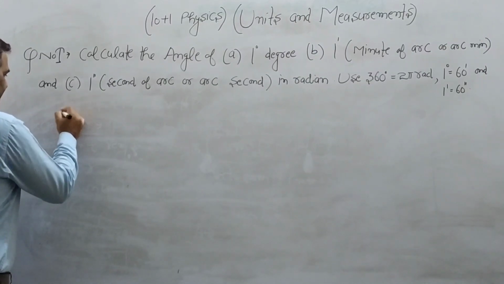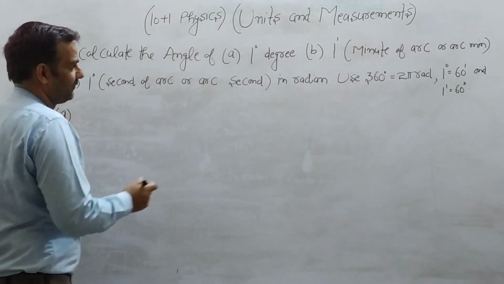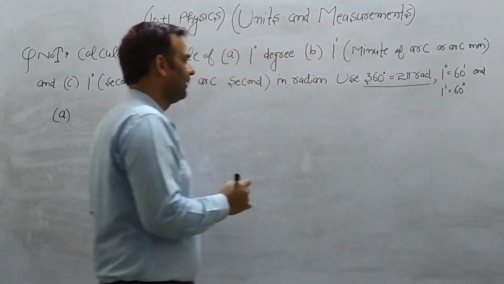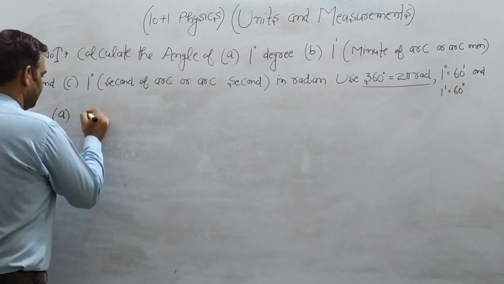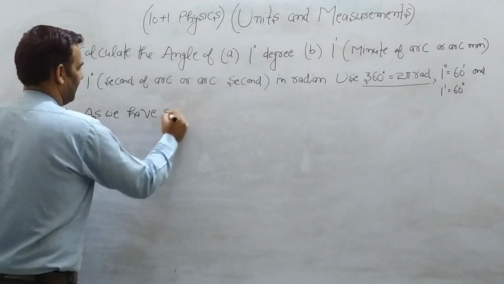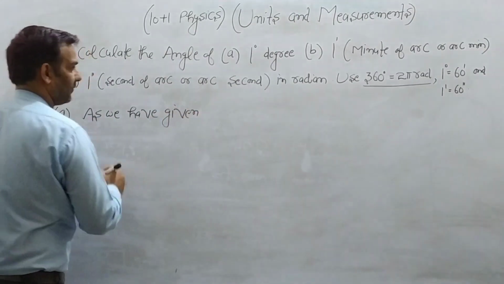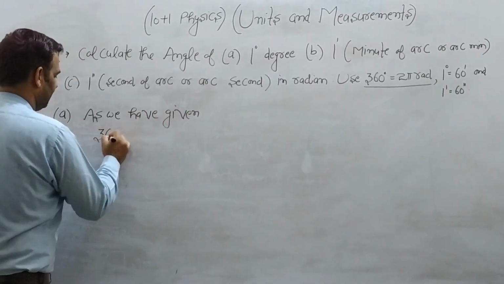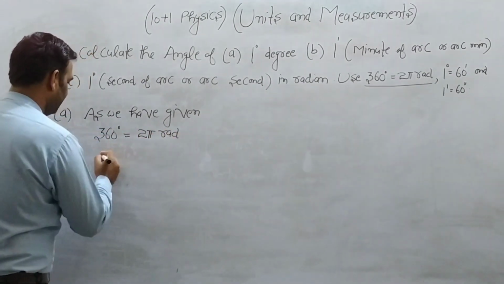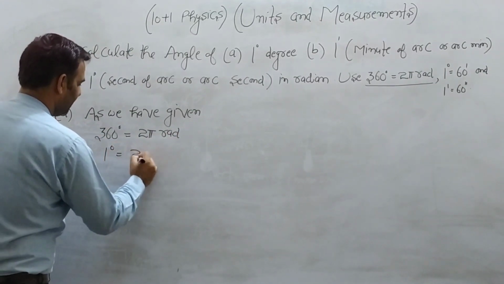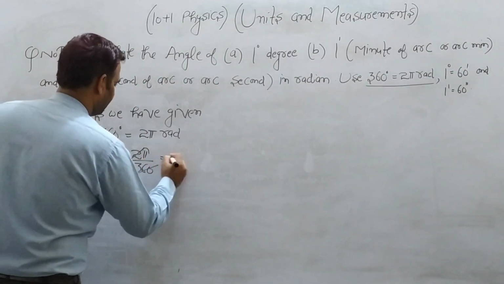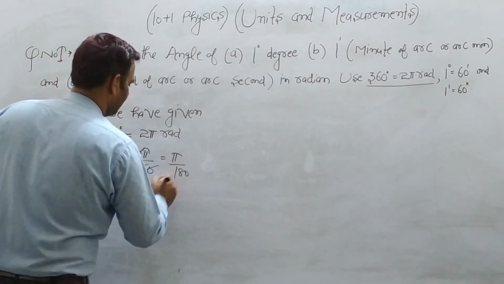First part, 1 degree. So we have to use the relation: 360 degrees is equal to 2 pi radian, as we have been given. 360 degrees is equal to 2 pi radian. 1 degree is equal to 2 pi upon 360. It can be written as pi upon 180.